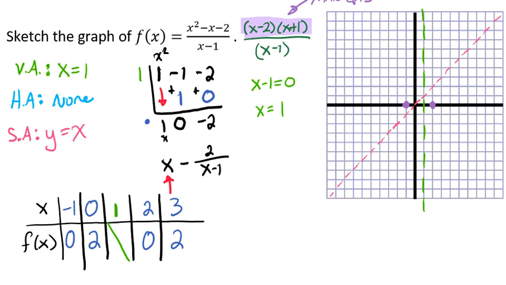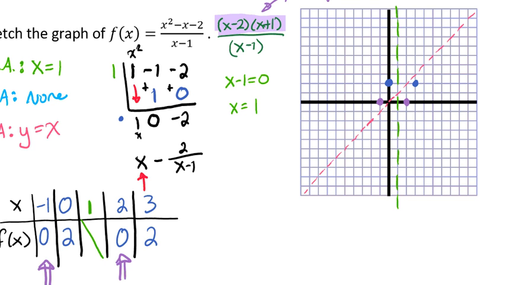And so now we can plot our points. Notice that 2 of our points ended up being the x-intercepts, so that's nice. And we'll just finish graphing those using our nice curved lines going towards our asymptotes and following along them. Remember, getting really close but not touching or crossing. And we're done.